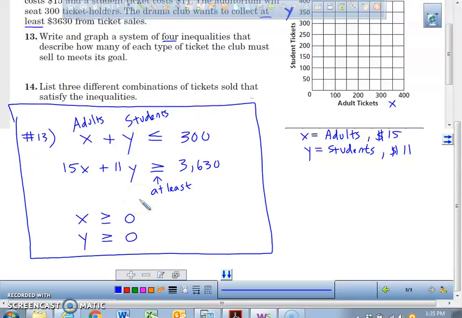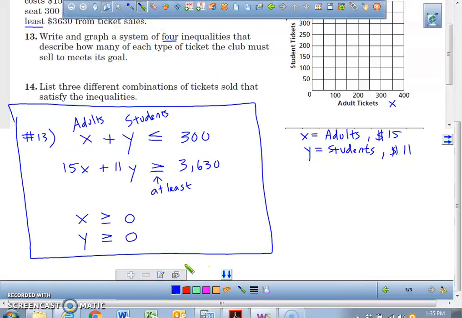number 13. Okay? You got to be able to read through a word problem and be able to interpret what it's asking you to do. So there's my 4 inequalities. Now we're going to graph them. All right? So we're going to graph these 4 right here.